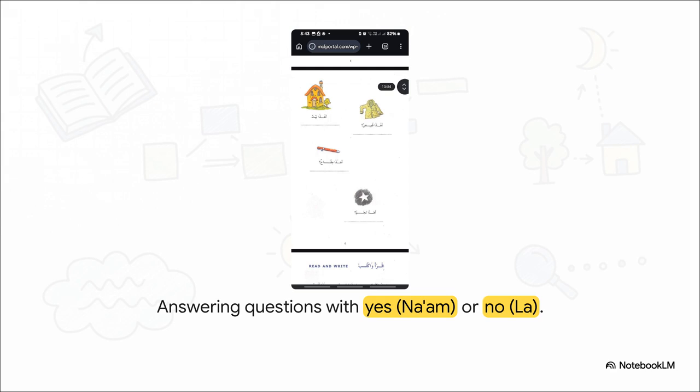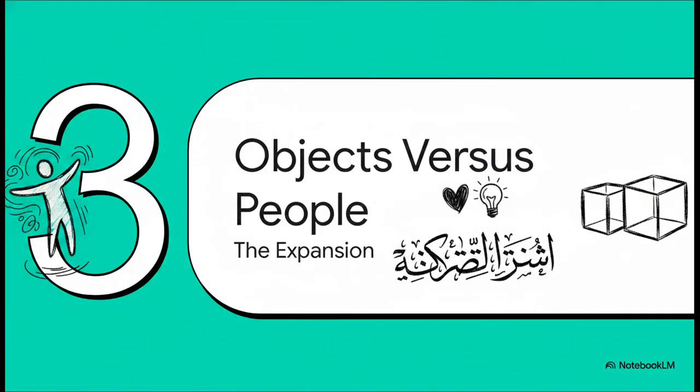But hey, what if there's a mix-up? If someone asks, hada sarir, while pointing at a key, your response is simply, la hada mifta. No, this is a key. Nam and la, yes and no. Moving right along to section 3, objects versus people, the expansion.